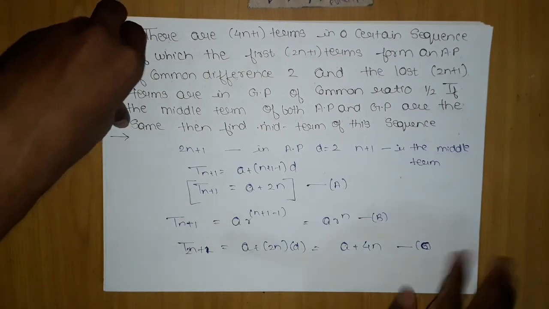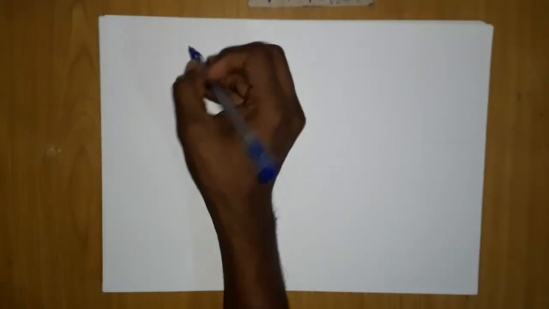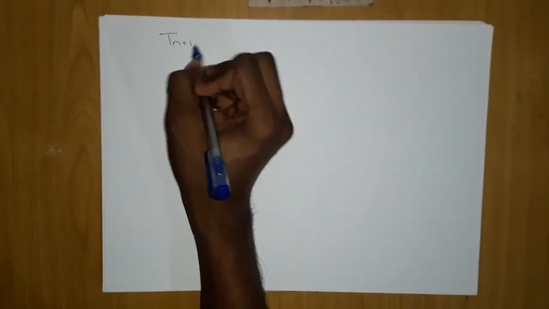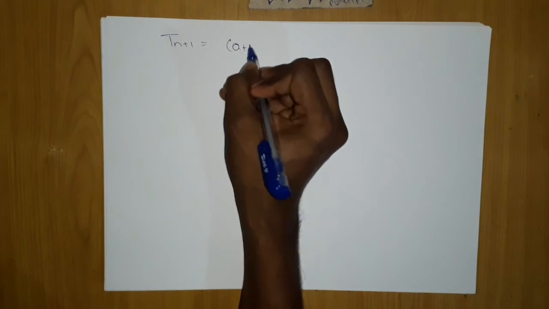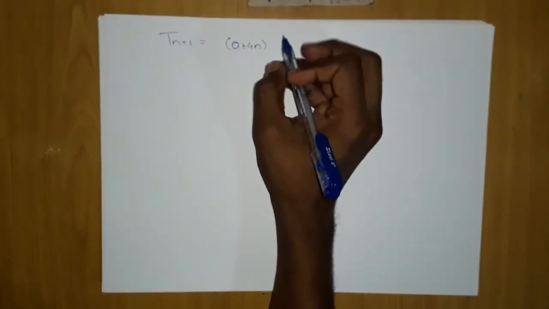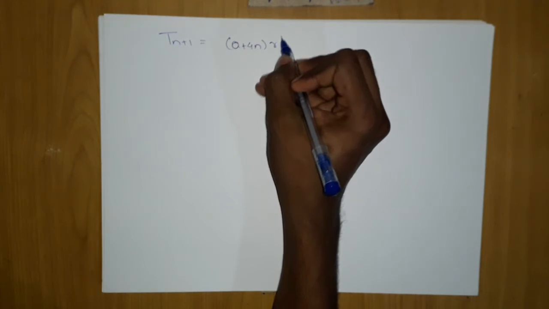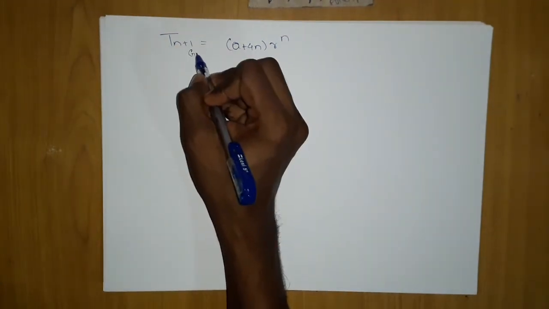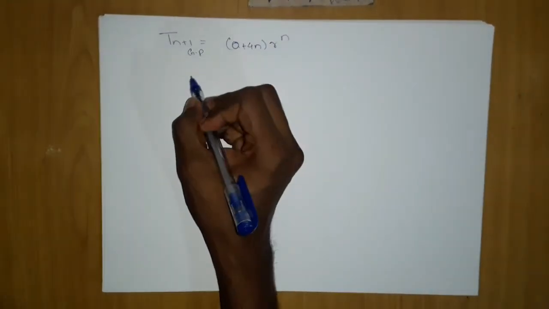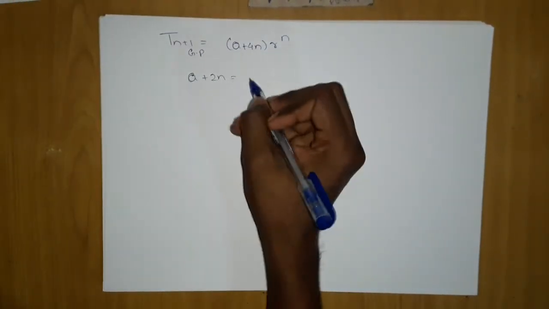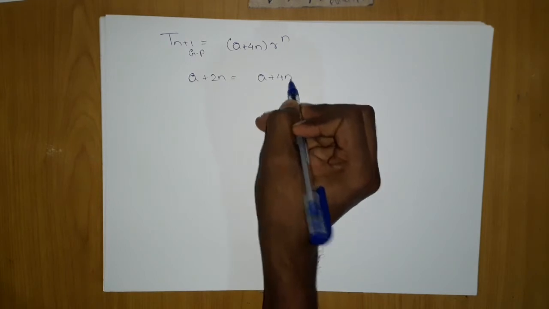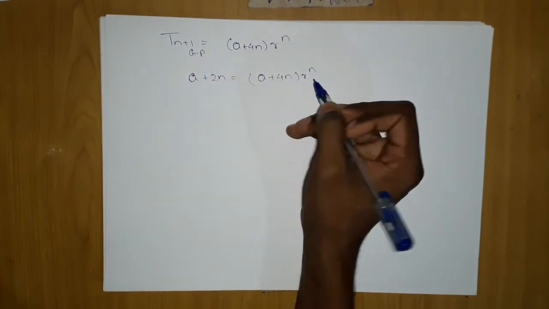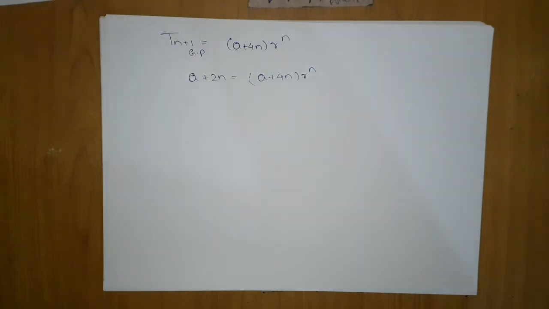So if I put the value, I get T(n+1) of the GP as A plus 4n times r to the power n. So we got this thing. Now we know the middle terms of the GP and the AP. Both should be equal: A plus 2n should be equal to A plus 4n into r to the power n. They both should be equal.